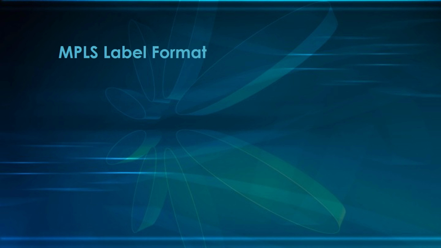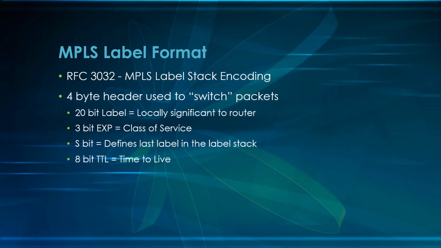So the MPLS label format is definitely necessary to understand, and we'll get into some Wireshark captures to see exactly how this looks. But this is specified in MPLS label stack encoding, which is RFC 3032, where you have a 4-byte header. And I apologize, I was incorrect earlier. It's actually a 4-byte header, not a 20-byte header. There is a 20-bit label that is associated.